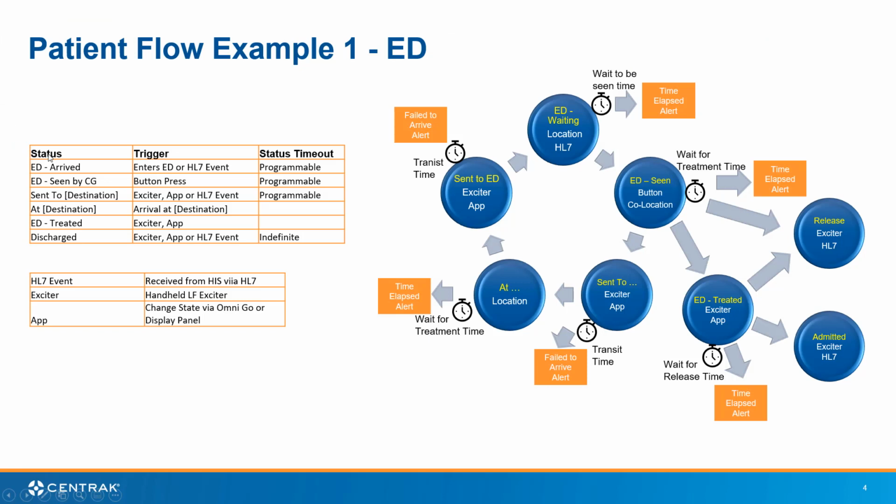We've created our various statuses, what triggers those statuses, and if that status has a timeout. We have ED waiting, and that can be automatically triggered by location or by an inbound HL7 event. If that expires, then we're going to get an alert. And from there, we're going to go to ED seen. That can be triggered by a button press, as we did, or a co-location. When I say co-location, I mean when a staff member, a caregiver, arrives at the location of the patient, and that will automatically change the status.